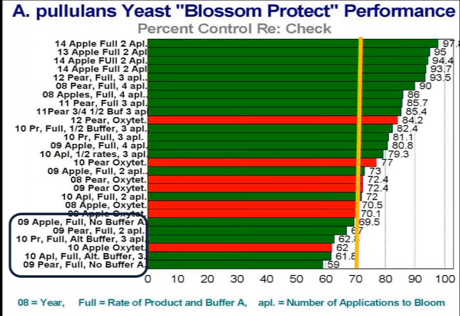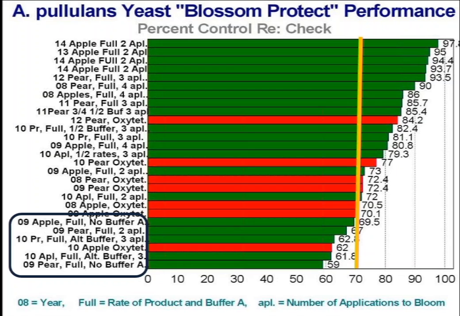Now what percent control means is it's a comparison of the untreated check that's inoculated to the treatment. And that means I can compare results from one year to another because the untreated check varies from 45 to 60% infection. So I switch around and call it percent control so I can compare one year to another.